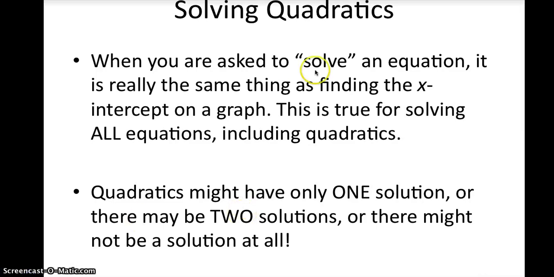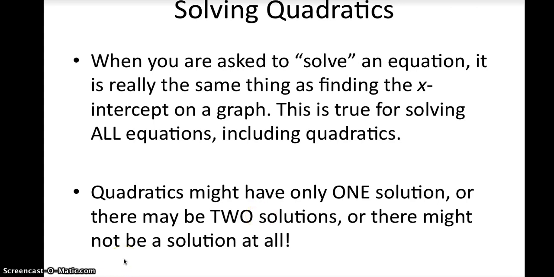All right, so when we're asked to solve quadratics, it's really the same thing as finding the x-intercepts, just reiterating that again. And sometimes, since quadratics are these parabolic shapes, that U-shape, we might have one solution, meaning the graph is hitting the x-axis one time. We might have two solutions, meaning the parabola is hitting the x-axis two times.